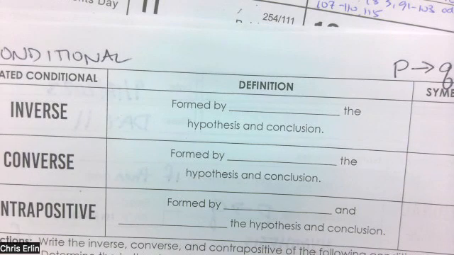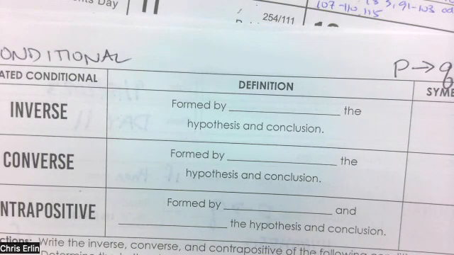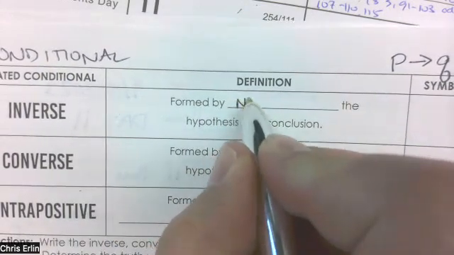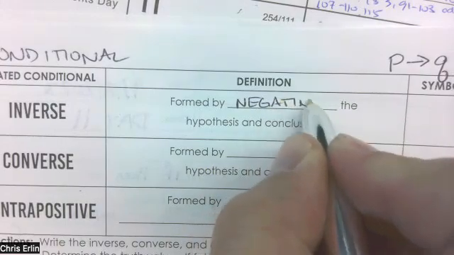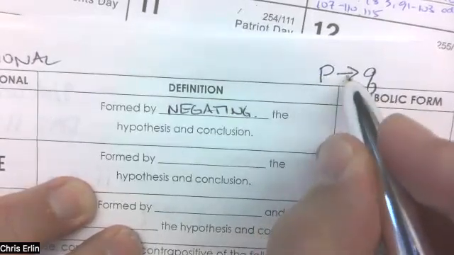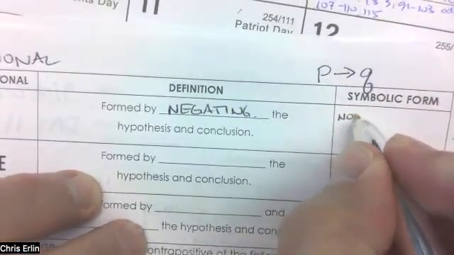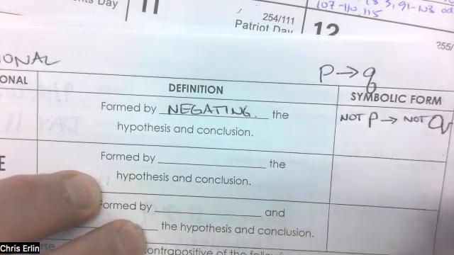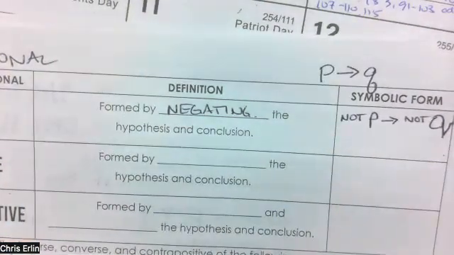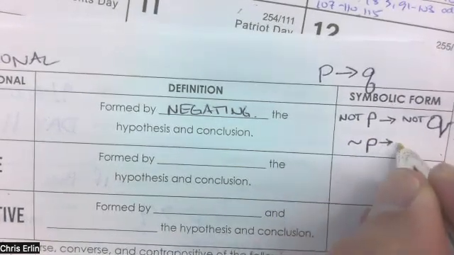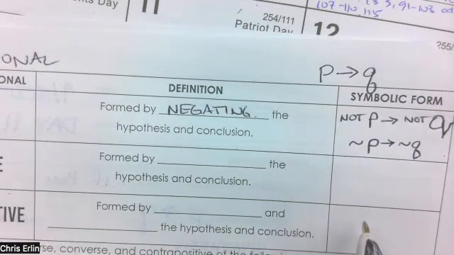We're going to manipulate the conditional in certain prescribed ways, and in doing so, we're going to get some value out of it. But first, let's work on what it looks like when we manipulate them. The inverse is formed by negating the hypothesis and conclusion. So in other words, instead of if P, then Q, I would be saying if not P, then not Q. And there's another notation which has a little squiggly like a tilde in Spanish that means not.